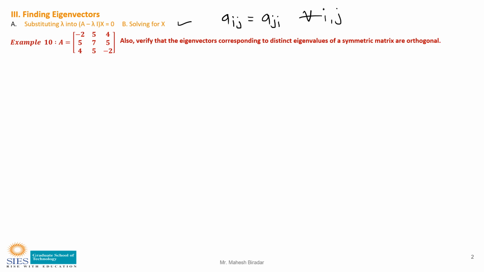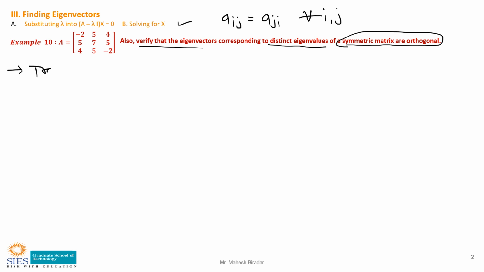The concept is, if eigenvalues of symmetric matrices are distinct, then the eigenvectors associated with them are orthogonal. Means whatever vectors we will get associated with distinct eigenvalues, they are orthogonal to each other. This is the concept that we have to verify from this example. So let us start with the normal procedure.